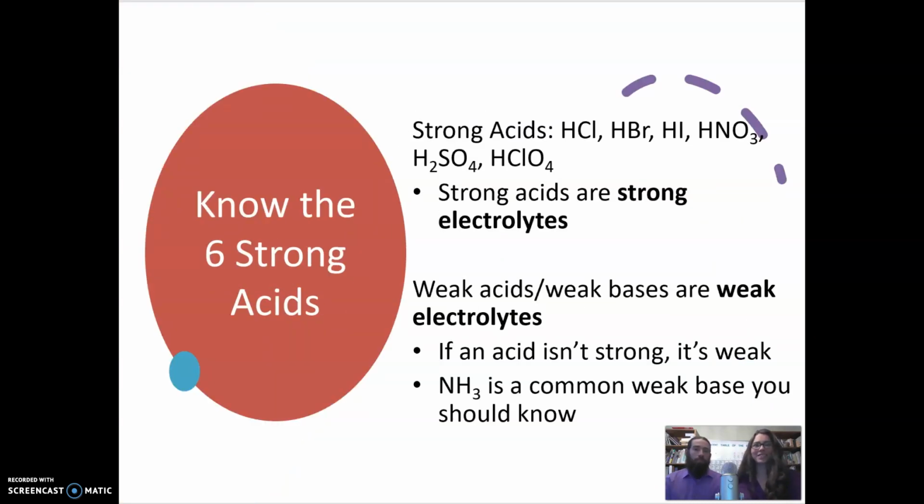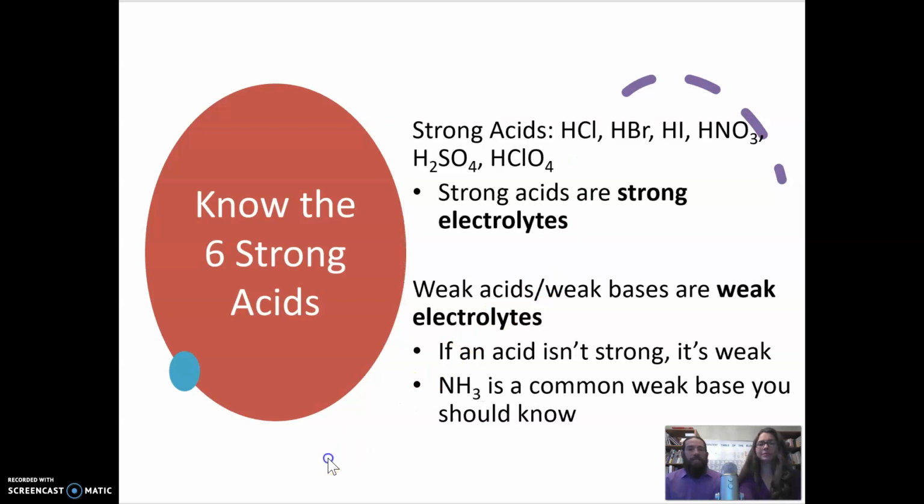All right, here are our 6 strong acids. These you want to memorize. You do want to know these. They are hydrochloric, hydrobromic, hydroiodic, nitric acid, sulfuric acid, and perchloric acid, HClO4. If they're strong, that means when they dissolve, because they're all acids and all soluble, they are 100% broken apart into ions, strong electrolytes.